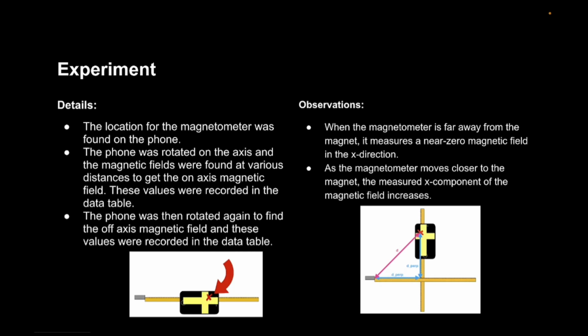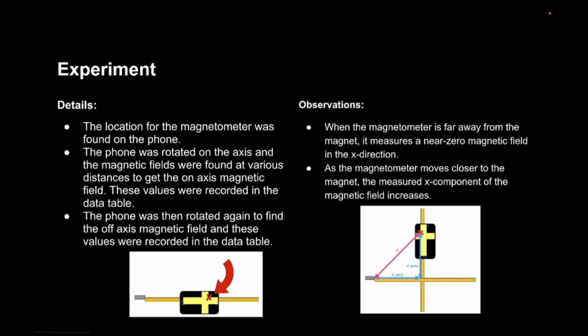The details of this experiment are that the location of the magnetometer was found on the phone, and then that phone was rotated on the axis, and the magnetic fields were found at various distances to get the on-axis magnetic field. These values were recorded in the data table. The phone was then rotated again to find the off-axis magnetic fields, and these values were recorded in the data table.